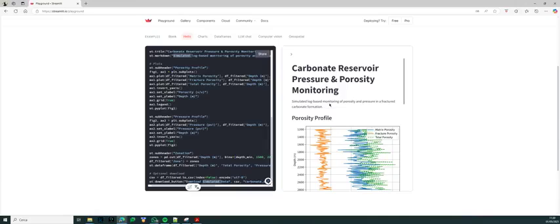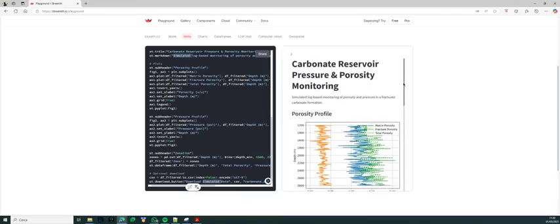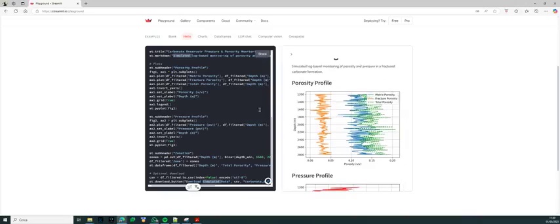Simulated log based on monitoring porosity and pressure in a fractured carbonate reservoir. So in this case we do not need to make another fracking operation. It's clear we have an interval of depth between 2000 and 2800 meters depth.